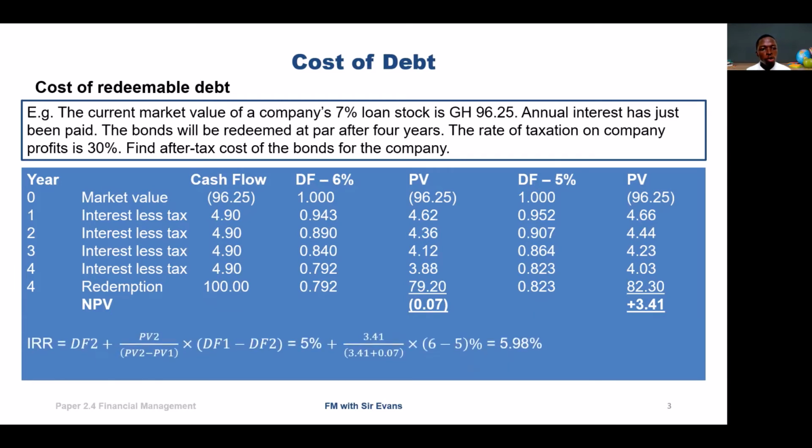Now we insert this into the IRR formula. So I read this out some few minutes ago. So DF2, being the discount factor 2, plus PV2 over PV2 minus PV1, multiplied by DF1 minus DF2. So our DF2 is the discount factor 2 with the 5%. Our PV from discount factor 2 is 3.41 as we can see. And we have PV1 being 0.07. So we insert into the formula and we get an IRR of 6%. Our IRR becomes 6%.